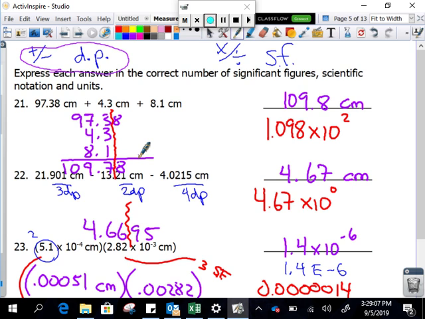What if it's multiplying and dividing? Well, that veteran there can tell you if it's multiplying or dividing, then we go with the sig figs, right?